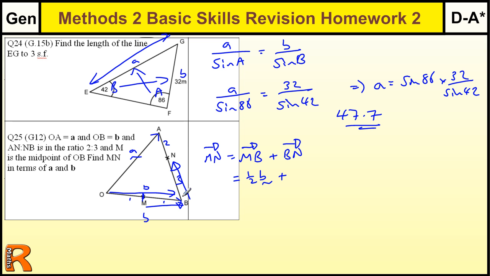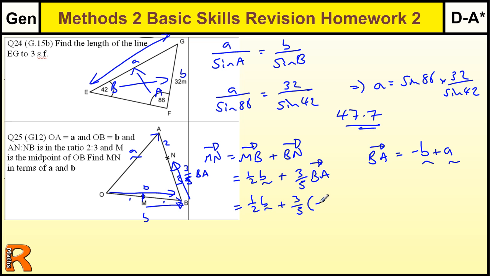And then we're going to add BN. Now that's 3 out of 5, so that's 3/5 of BA. And BA is equal to minus b plus a. So we've got a half of b plus 3/5 of minus b plus a.